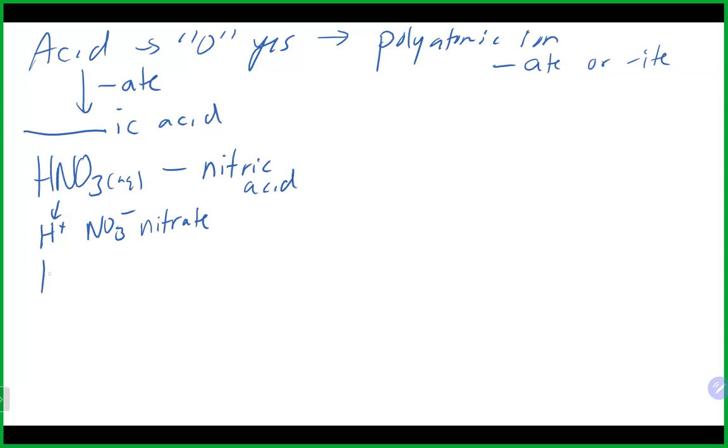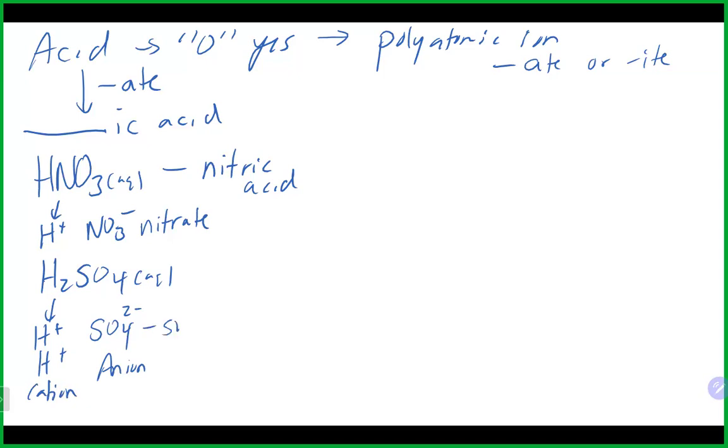If I take H2SO4, again, my cation is H plus, and there's two of them because my anion in this case is SO4 2 minus. That is sulfate. That would then be sulfuric acid. So if your polyatomic ion ends in ate, your acid name will end in ic in that case.